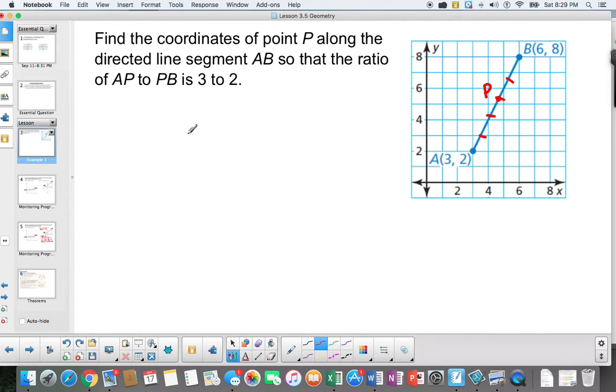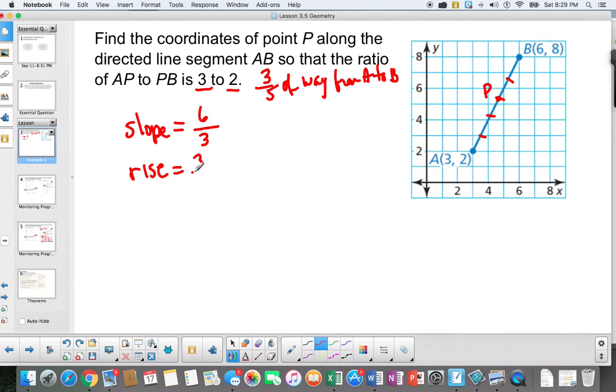All right, so let's first state that what we're looking for is 3/5 of the way from A to B, because there were 5 parts altogether and we want to go 3 of those 5 parts. So we're going to use slope to help us. Slope is rise, which happens to be 6, and run, which happens to be 3. I want to go 3/5 of my rise, which is 18/5 or 3.6.